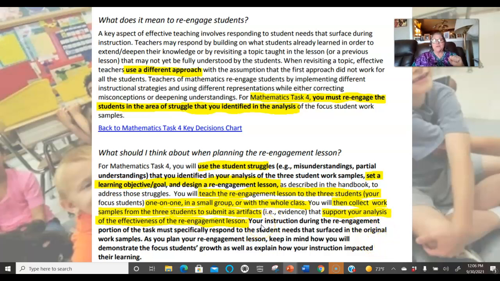It's just important also that your instruction during the re-engagement portion of the task must specifically respond to that struggle that you talked about when you were discussing the original work samples. And you want to make sure that when you're planning, your goal is to show growth for the focus students. Even though there might not be growth, that's your goal. And it won't hurt your score if your students don't grow. Your score is going to be based on how well you analyze this.